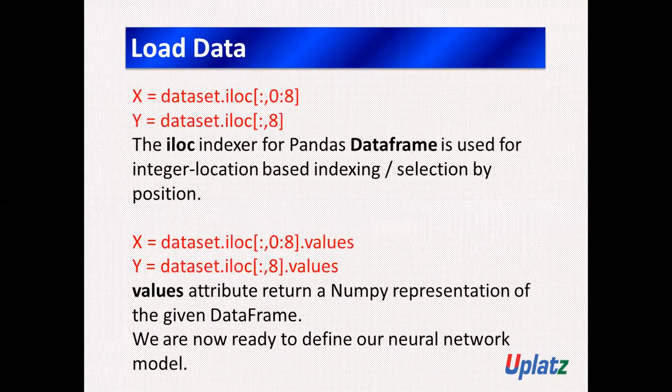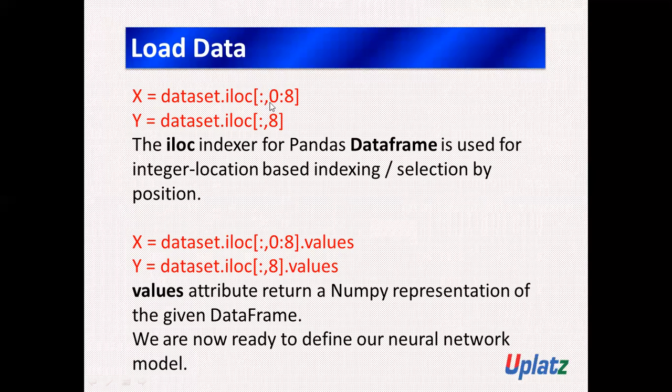Like this, X is equal to dataset.iloc. You might think, what is this iloc? The iloc indexer for a pandas data frame is used for integer location based indexing or selection by position. My data set contains all the data of our CSV file, diabetes. So dataset.iloc, the first colon, then a comma. You are not writing anything before this colon, not specifying any number before or after it. You are specifying directly a comma and then 0 colon 8.